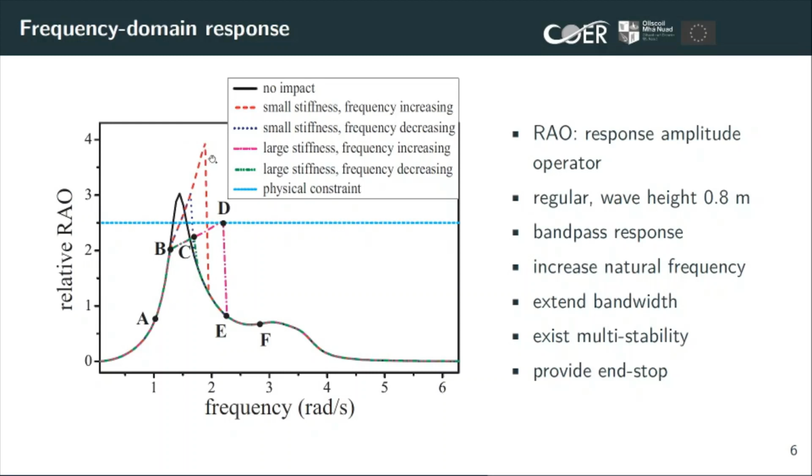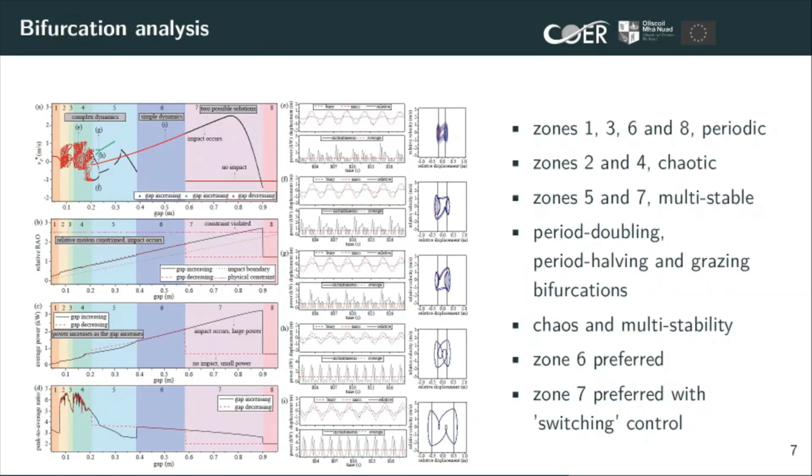The way that we can increase the stiffness of the impact springs to limit the physical constraints. The gap G is one of the most critical parameters as it can directly influence the impact occurrence. Hence, here we use G as an example to show the bifurcation analysis. In figure A, G is varied in a wide range and it can be divided into 8 zones.